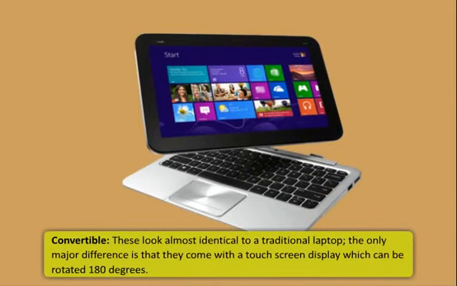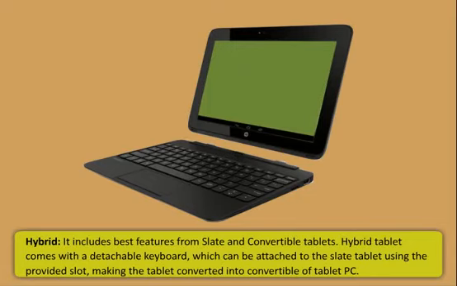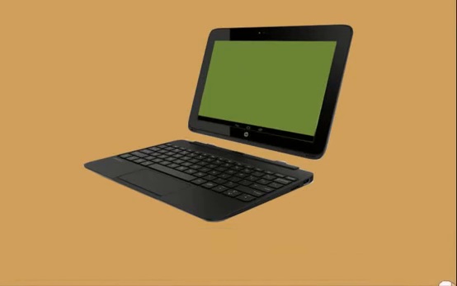The only major difference is that they come with a touchscreen display which can be rotated 180 degrees. A hybrid tablet includes best features from Slate and convertible tablets. Hybrid tablet comes with a detachable keyboard which can be attached to the Slate tablet using the provided slot, making the tablet converted into convertible of tablet PC.